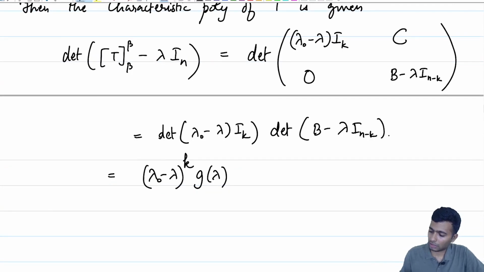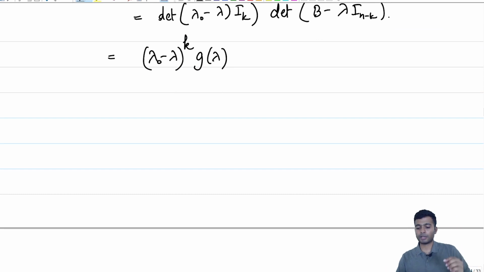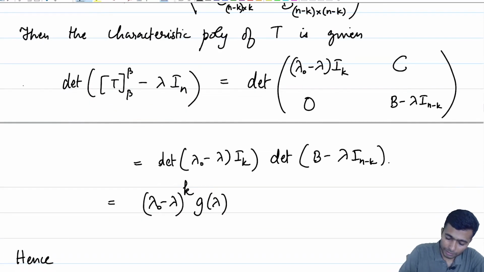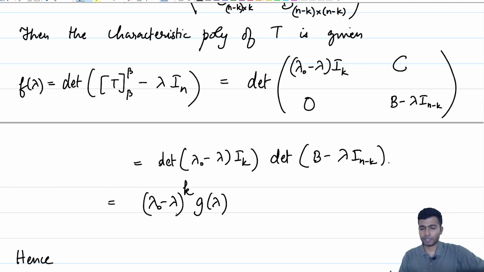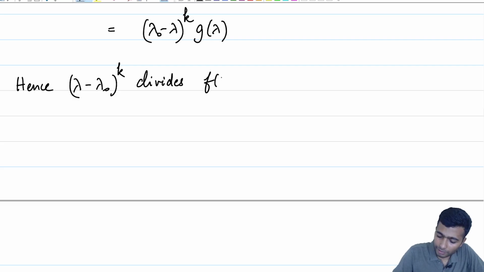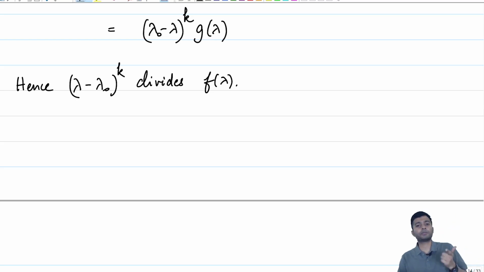is, so what does this mean? This means that lambda minus lambda naught to the power k. So, hence, so what is this? This was f of lambda, and we have that f of lambda is lambda naught minus lambda to the power k times g of lambda. Therefore, lambda minus lambda naught to the power k divides f of lambda.